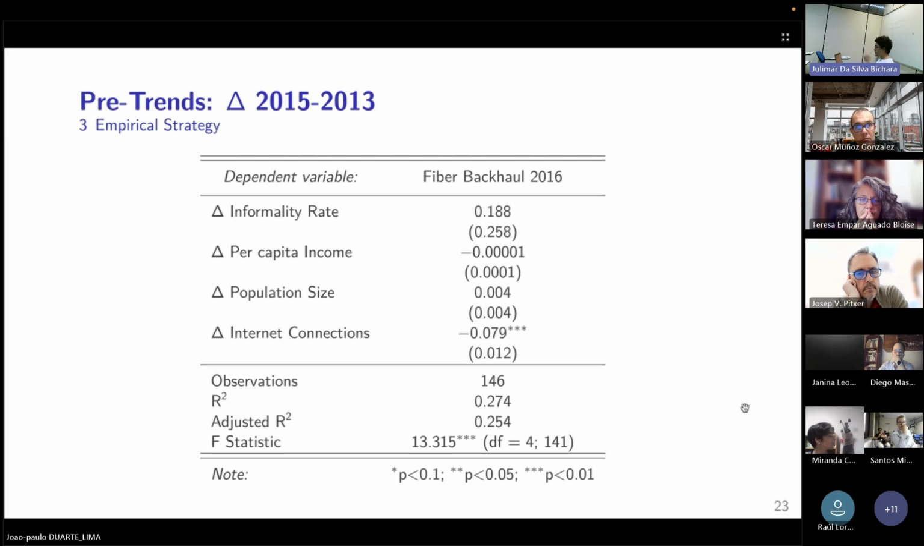And we can see this with different tests. The change in informality rate doesn't explain having fiber backhaul, nor does per capita income, nor does population size. You can see that the only thing that explains having the backhaul infrastructure in 2016 is having fewer internet connections. So it means that the government was choosing places with low internet accessibility to expand the network.